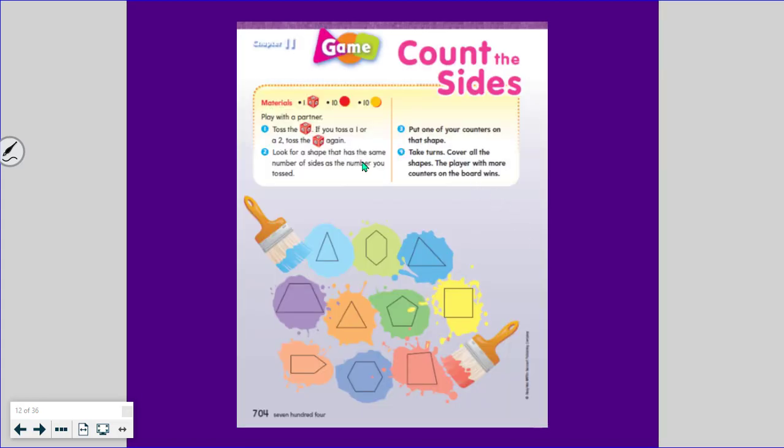So we got a game. We always have a game at the beginning of a new chapter. And so you'll need a die. You'll need counters, 10 and 10. And you're going to play with a partner. So you might play with an older adult, older brother or sister. But here are the directions.